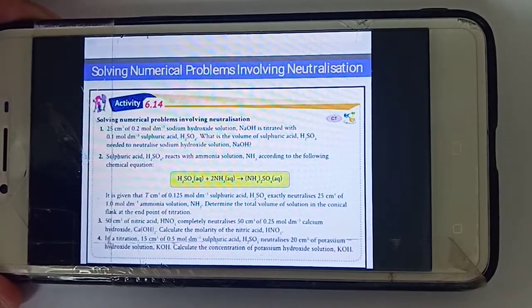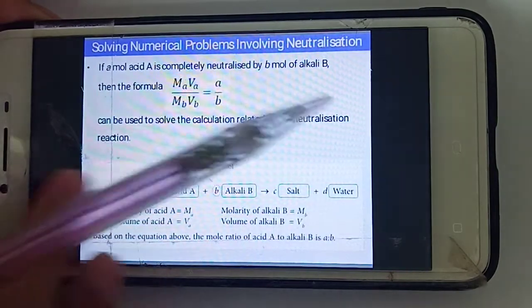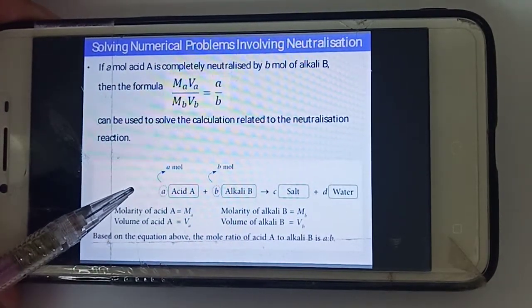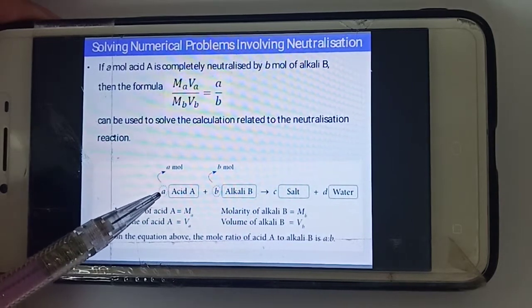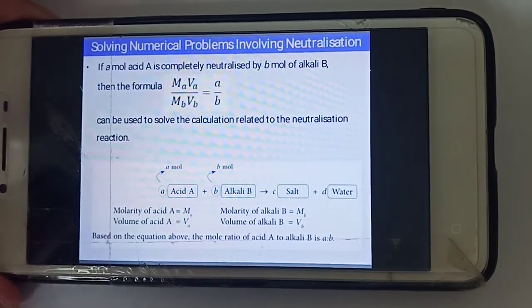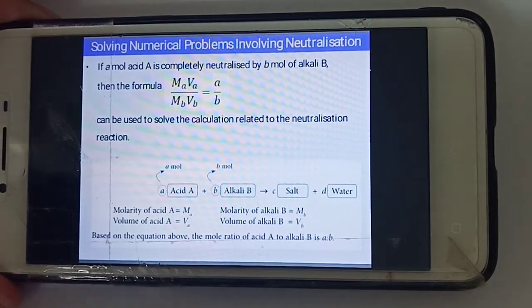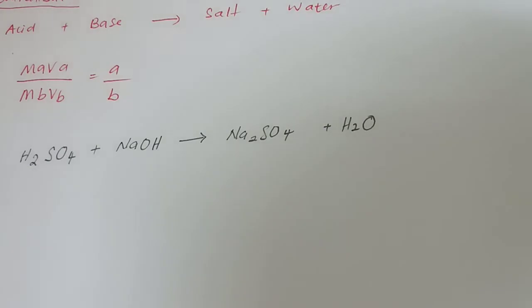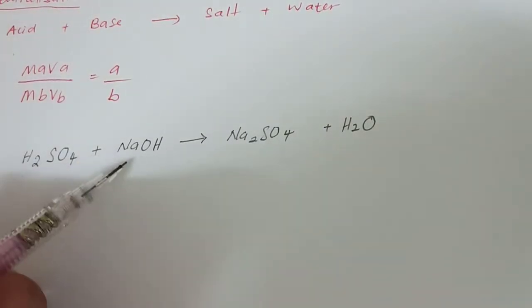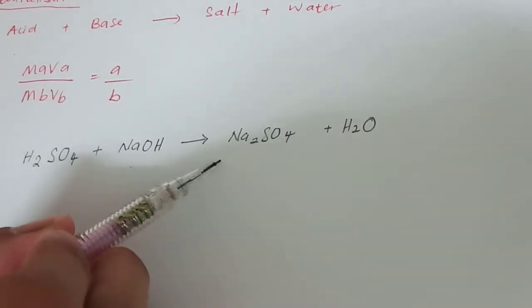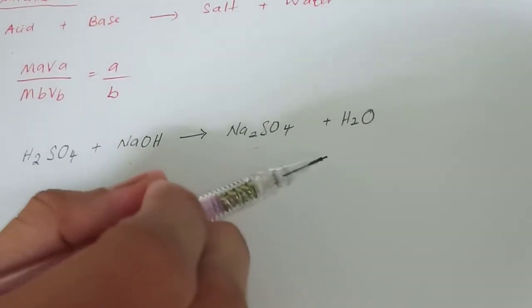Of course we can. But first thing first, we need to have a chemical equation in order for us to find the A and B values to put inside the formula. So let's try to write the equation first. Right, so this is the chemical equation. We have sulfuric acid reacting with sodium hydroxide to produce our salt, sodium sulfate, and water.